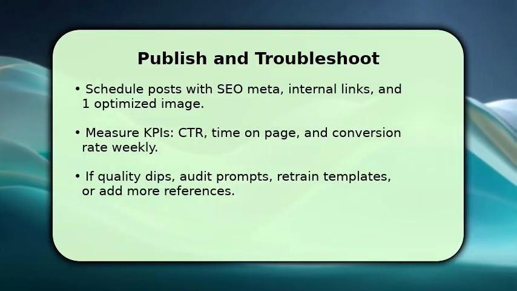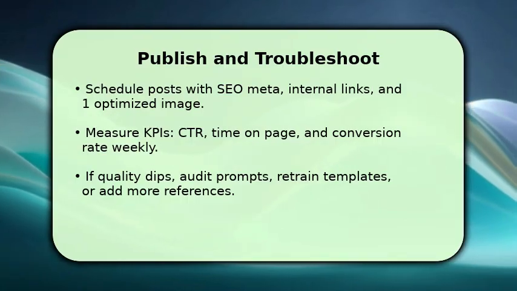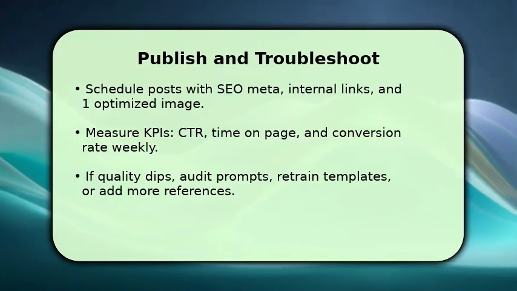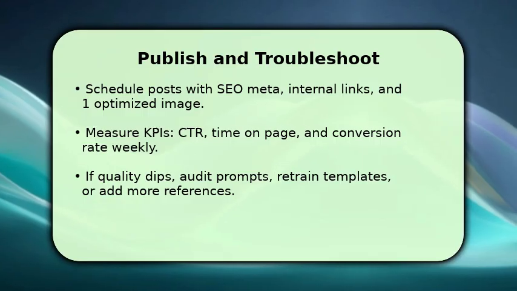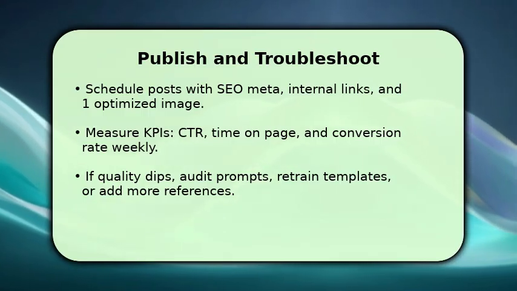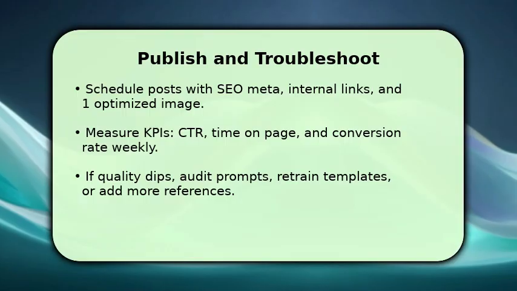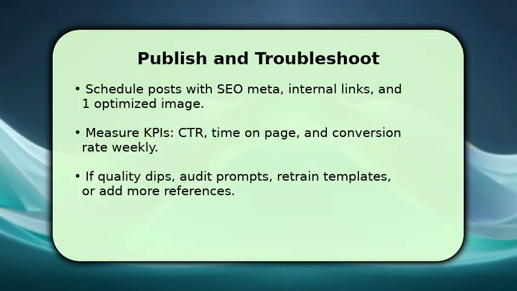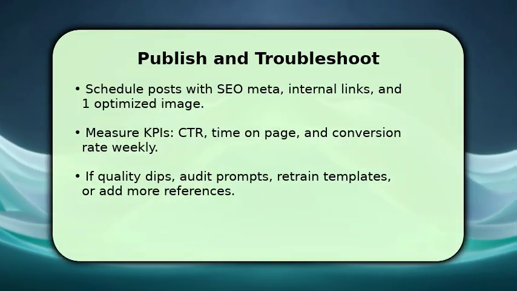If performance falls, troubleshoot by auditing your prompts, refining the template, or adding more reference sources. Retrain your prompt library with top-performing examples. This completes the loop. Publish, measure, and improve until the AI-assisted blog consistently delivers value.